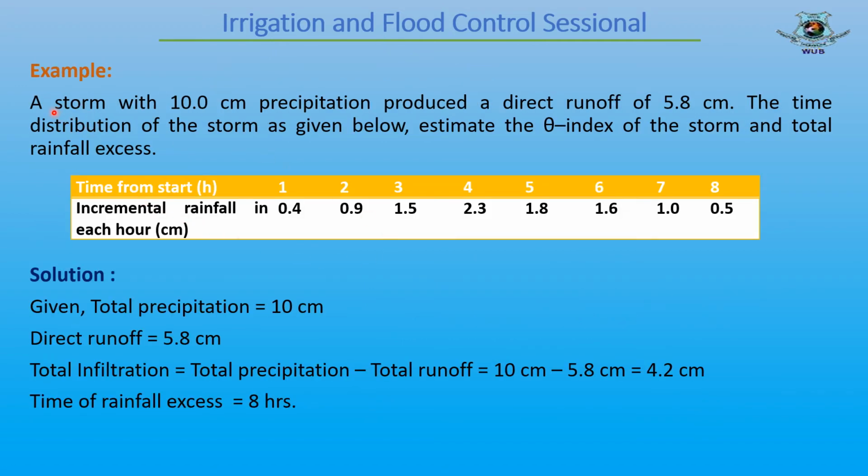Example, let's read the question. A storm with 10 cm precipitation produced a direct runoff of 5.8 cm. So the value of precipitation is 10 cm and direct runoff is 5.8 cm. The time distribution of the storm is given below. We can see that the duration of the storm is 8 hours with 1 hour interval. This is the incremental rainfall in centimeter, and if we sum this total rainfall, we get the total precipitation, that is 10 centimeter. We have to calculate the phi index of the storm and the total rainfall excess, that means the total runoff.